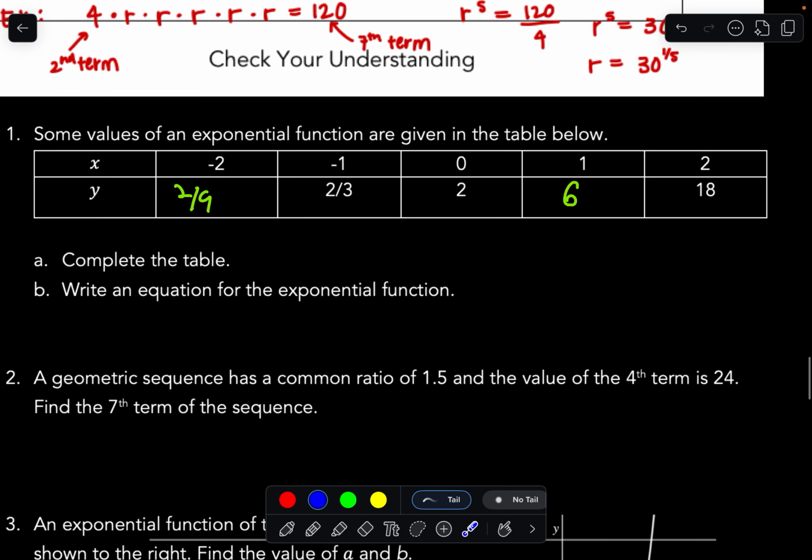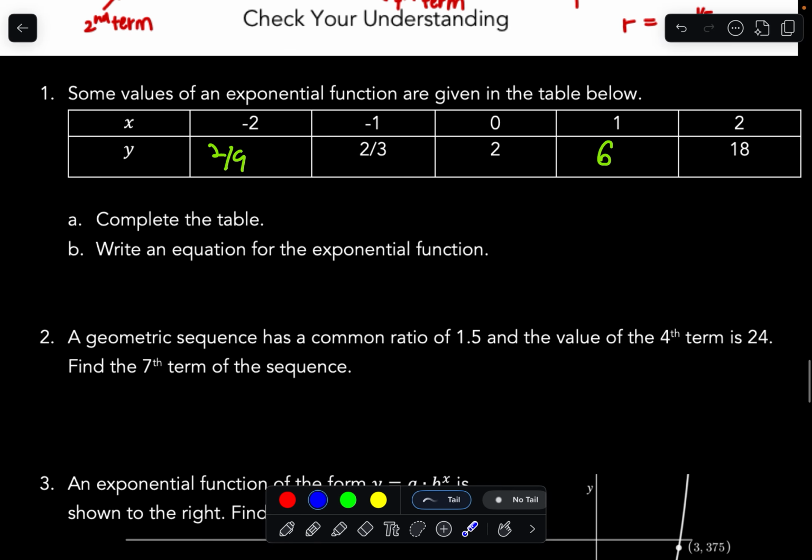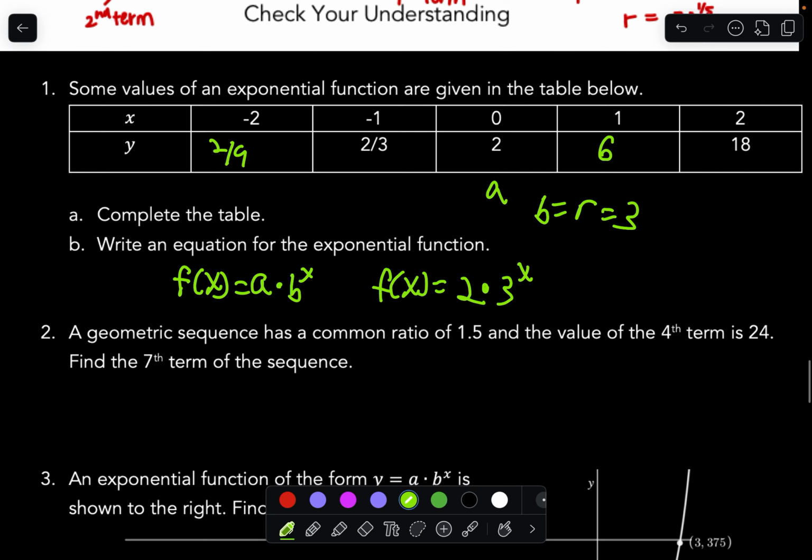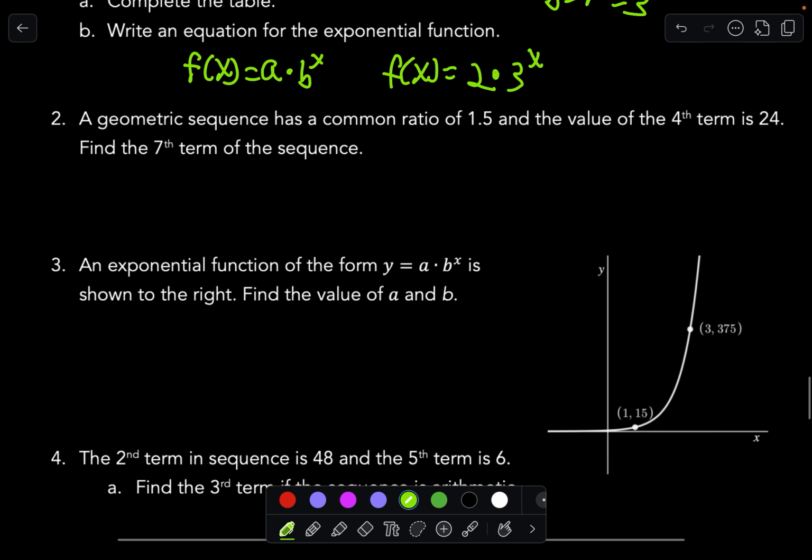Okay. Write an equation for the exponential function now. Well, they do give us the 0 term. So the equation for the exponential function, f of x, would be a times b to the x, where this is a, and b equals r equals 3. So f of x equals 2 times 3 to the x. And that's the equation.